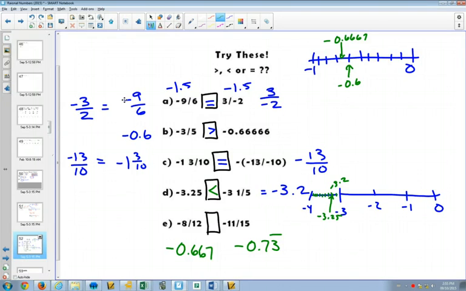So if we were going to the left, you would hit this one first. So this one is bigger.